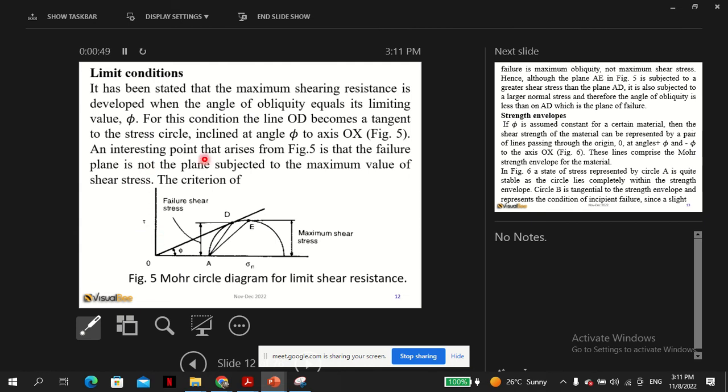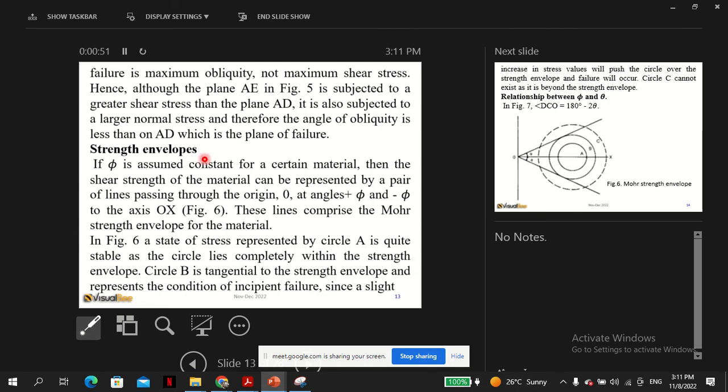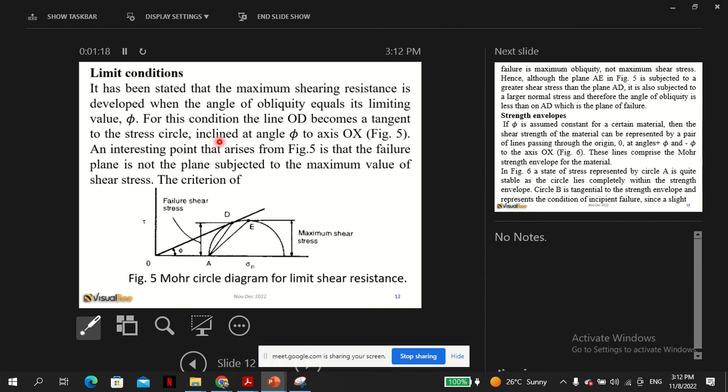The criterion of failure is maximum obliquity and not maximum shear stress. Hence, although the plane AE in figure 5 is subjected to a greater shear stress than plane AD, it is also subjected to larger normal stress, and therefore the angle of obliquity is less than on AD, which is the plane of failure point.